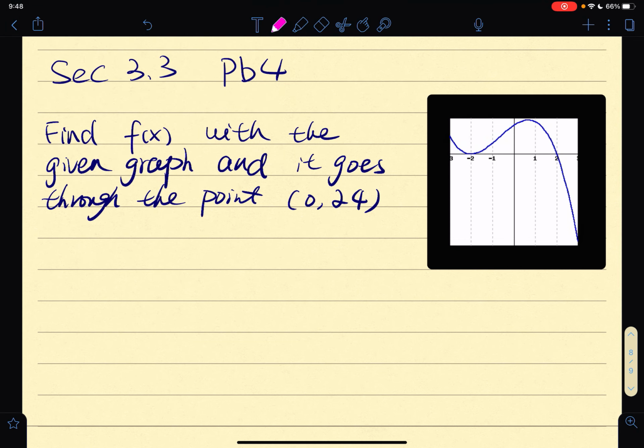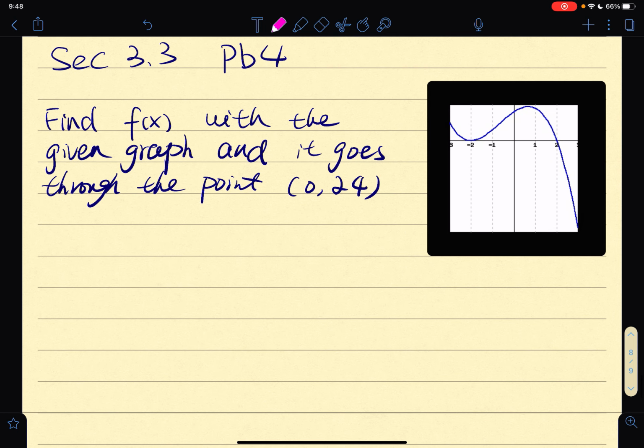Okay, so let's discuss this problem from homework 3.3, problem number 4. We want to find the function f of x which looks like the graph given here on the right, and also goes through the point (0, 24). First things first, we can observe the end behavior and realize it looks like this and that. Hence, it's supposed to be negative x to the power of an odd function.